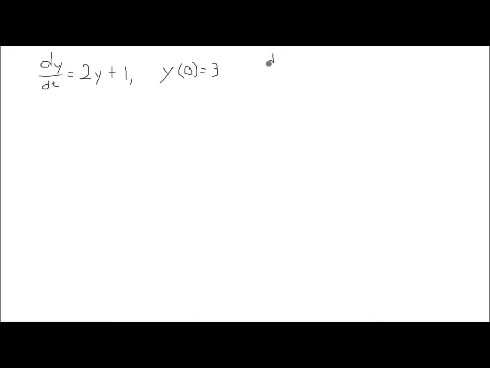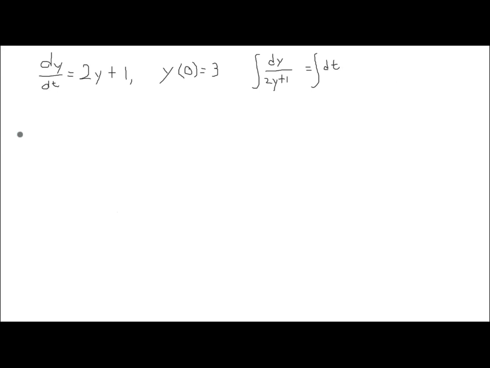So that leaves us with dy over 2y plus 1 equals dt. Next, what we have to do is take the integrals of each term. So the easy one is the integral of dt.